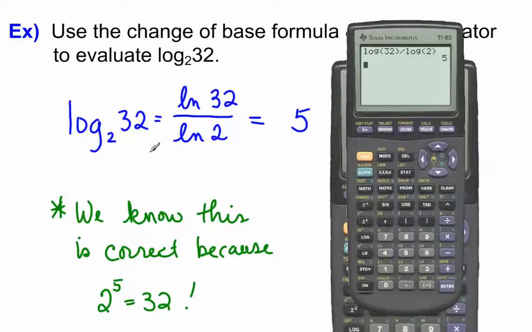We know that's correct because if log base 2 of 32 is 5, that's equivalent to saying 2 raised to the 5th is 32, and that would be correct.